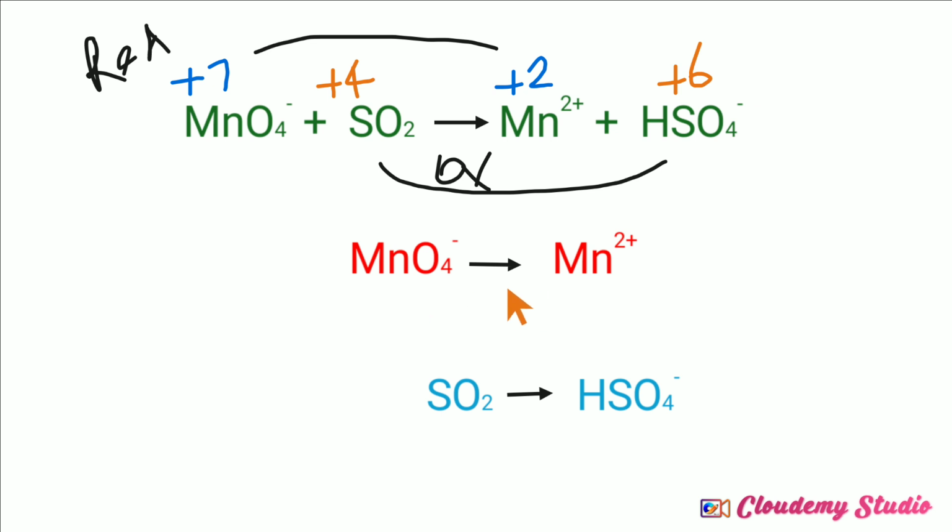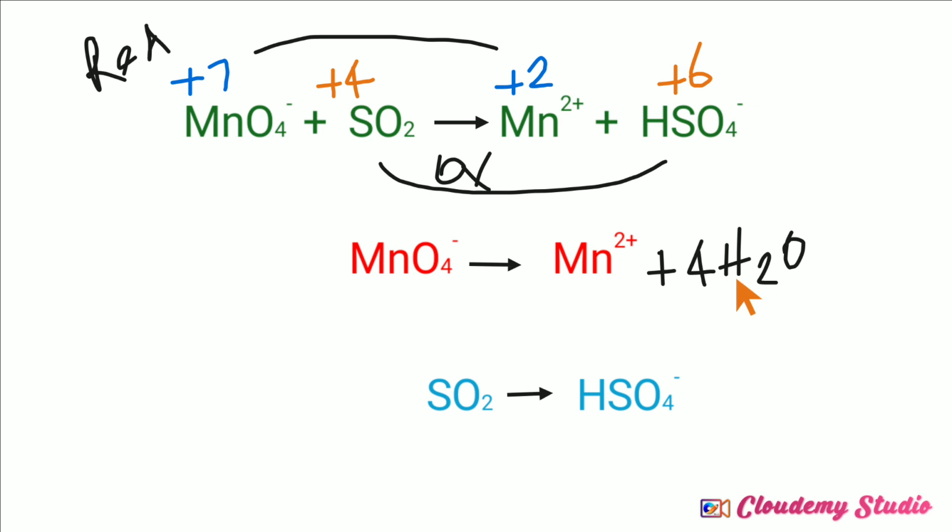Now in this reduction half reaction, on both sides there is only one manganese atom, so manganese atoms are equal. But on the left hand side there are 4 oxygen atoms, and on the right hand side there is no oxygen atom. So in order to balance the oxygen atoms, we need to add 4 water molecules on the right hand side.